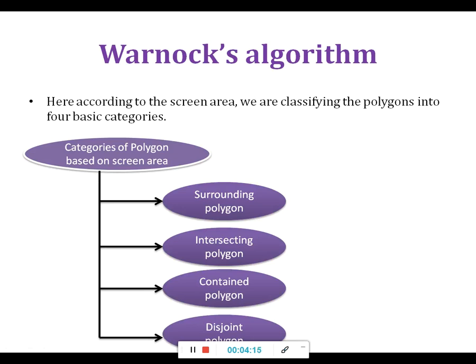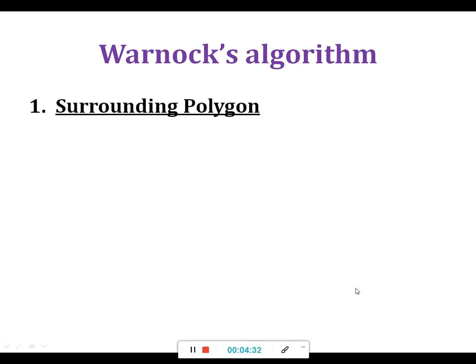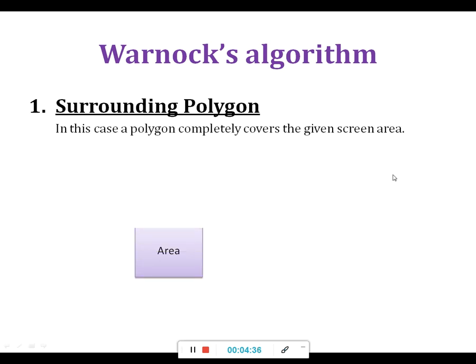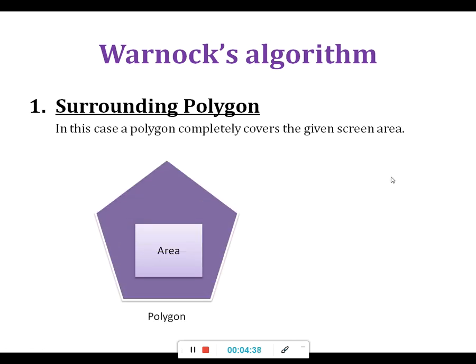Now moving forward, we have different categories of polygon based on the screen area. There are 4 kinds of cases we can have while considering the screen and the polygon. So what are the 4 cases? The surrounding polygon, intersecting polygon, contained polygon, and the disjoint polygon. These are the 4 categories that we can have. Let's revise what they are.